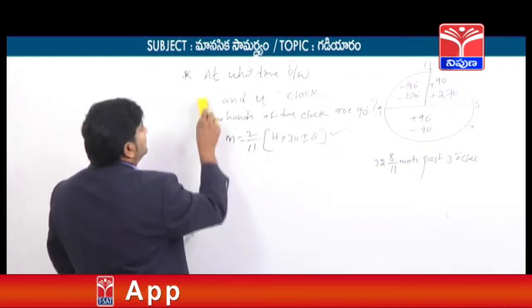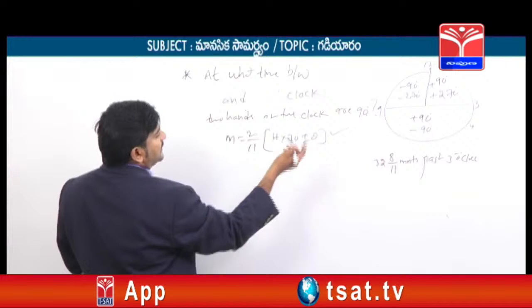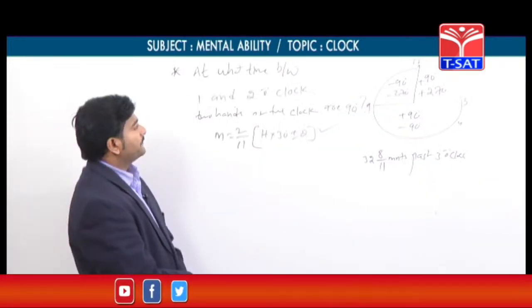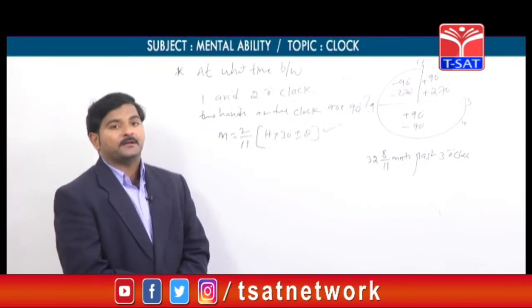Let's say instead of taking 3 and 4, now I am taking, let's say, 7 and 8, or you can say 1 and 2, no issue, 1 and 2. At what time between 1 and 2 o'clock are the two hands of the clock at 90 degrees?